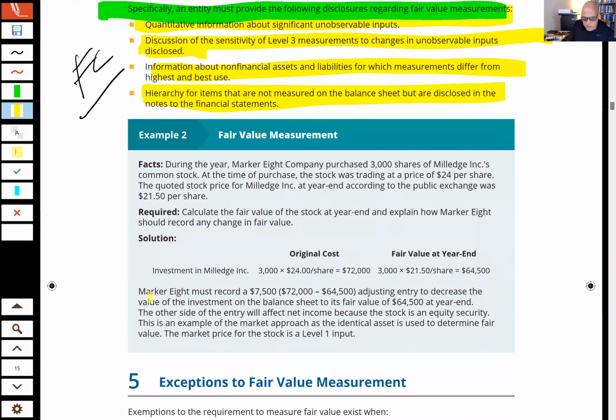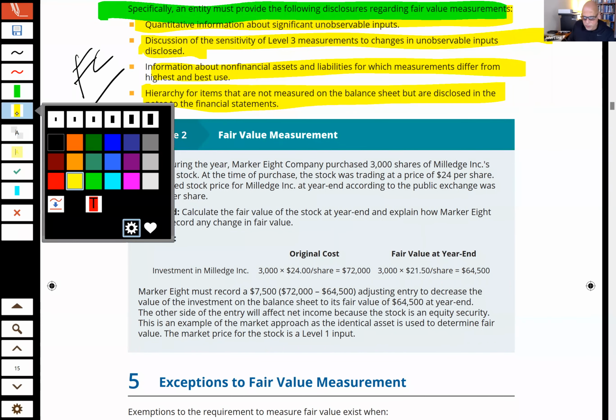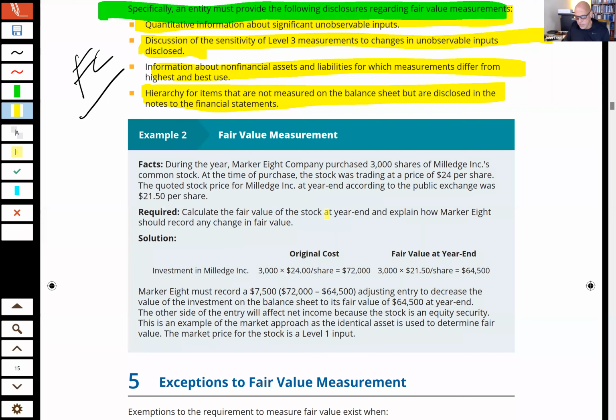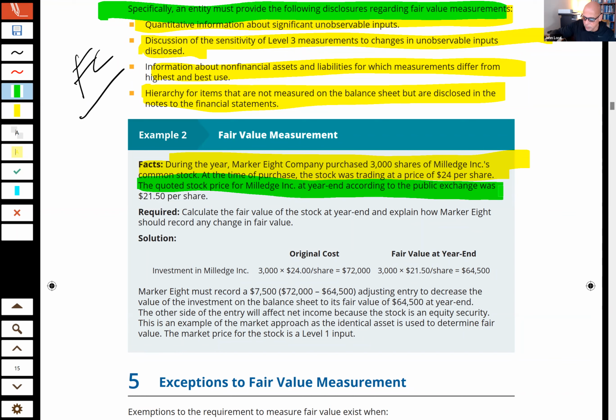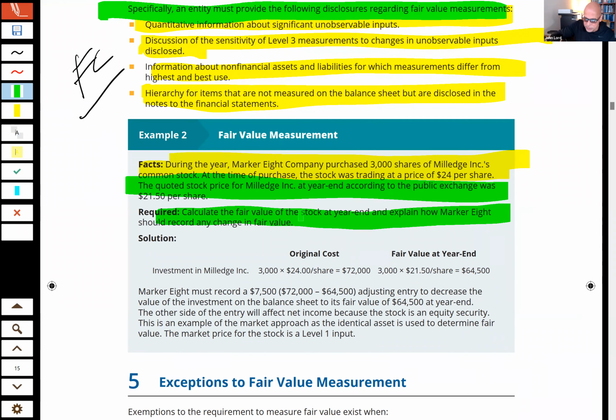And I don't know that this example is particularly necessary for what we're talking about here, but at least it gives you a sense of maybe what the process would be. So during the year, they purchased 3,000 shares of Mileage Inc.'s common stock. At the time the purchase of the stock was trading at $24 per share. The quoted price for the stock. So we got a level 1 input, don't we? Okay, so they ask us to calculate the fair value of the stock at the end of the year.